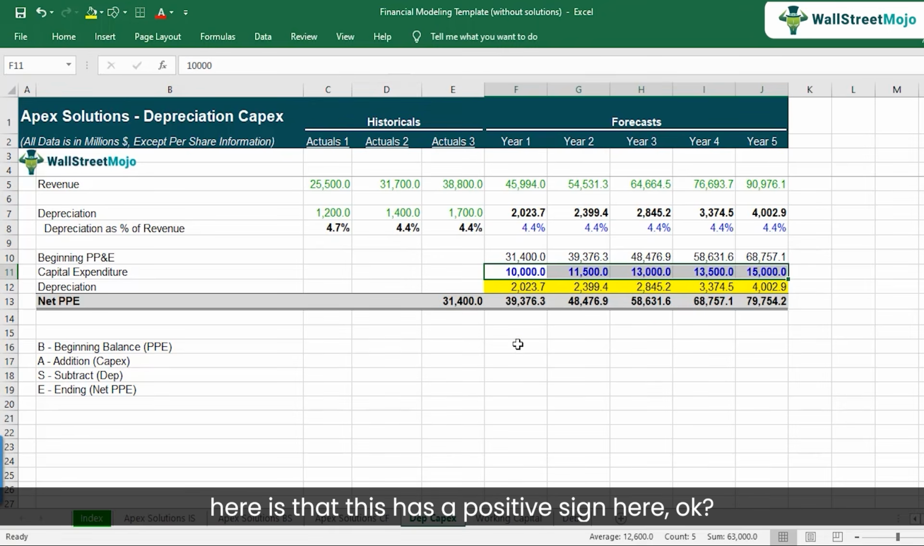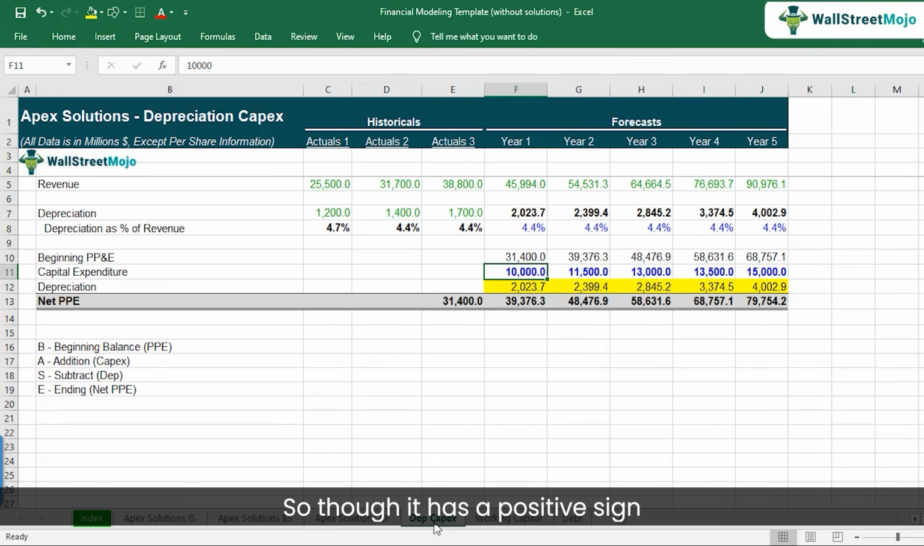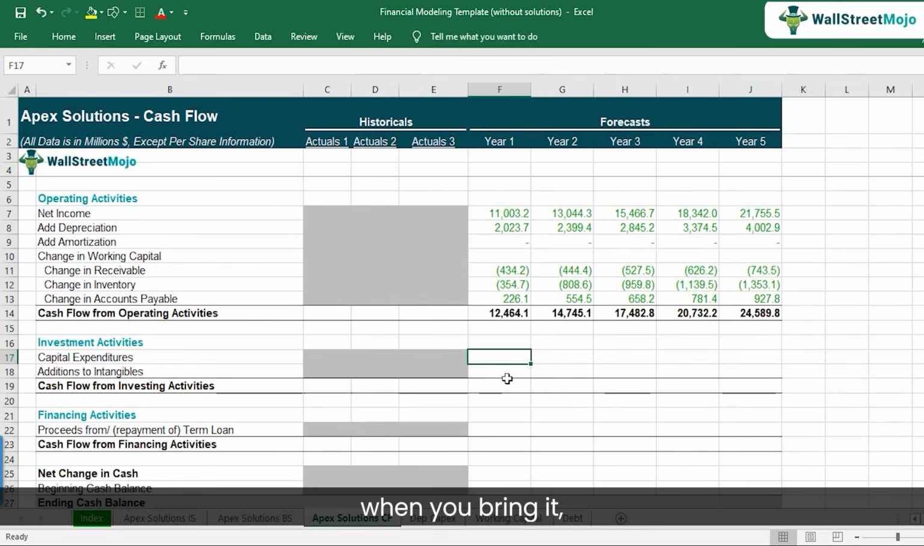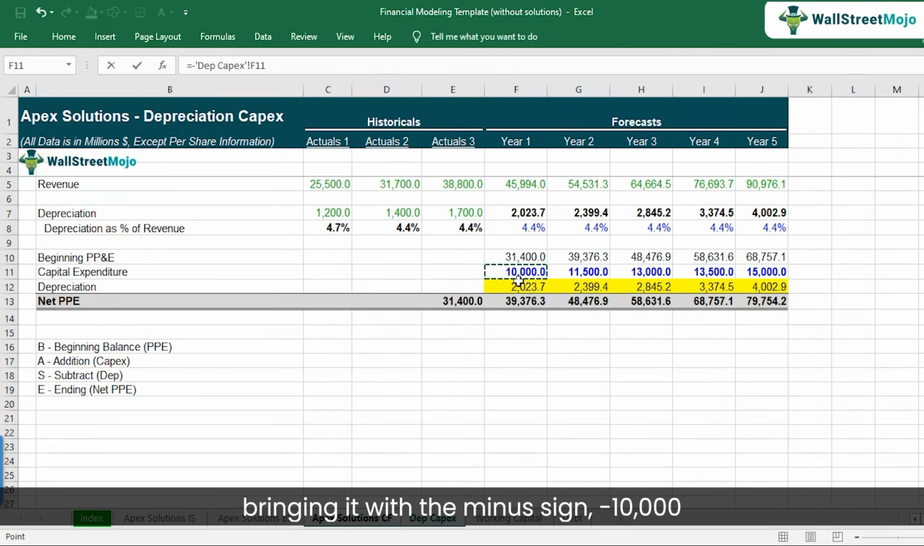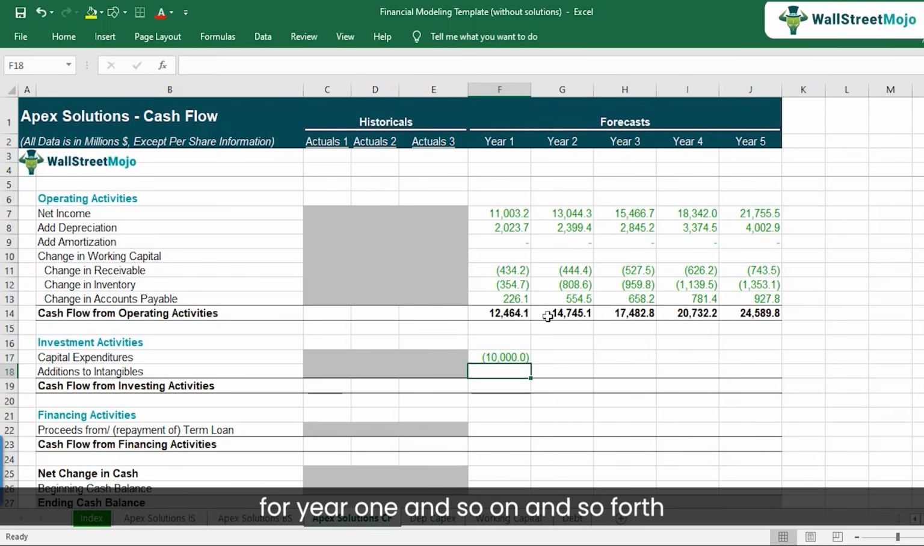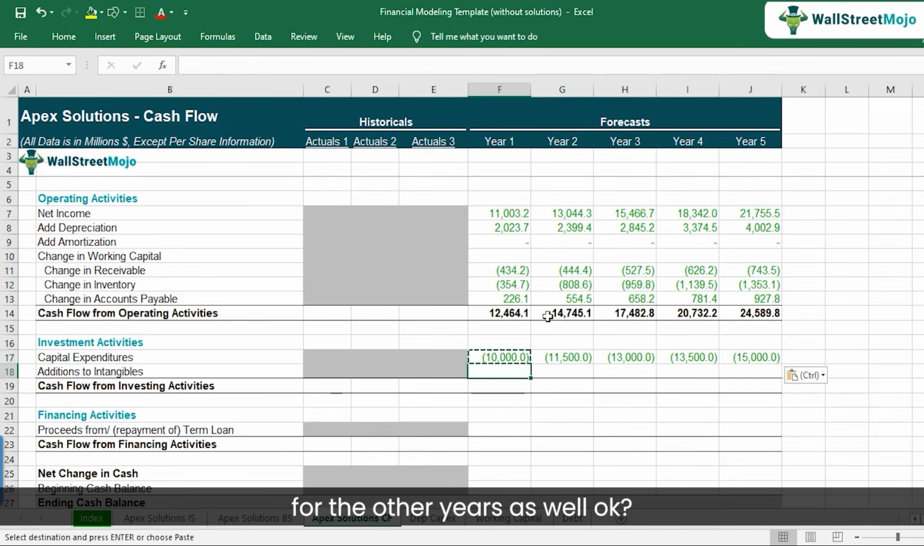Now, the important thing to note here is that this has a positive sign. Though it has a positive sign within the depreciation and capex schedule, when it comes to the cash flow statement, you have to represent it as a cash outflow, because capital expenditure means you're making an investment in buying assets. So when you bring it here, you bring it with a minus sign. That's what I'm doing here: minus 10,000 for year one, and so on for the other years as well.